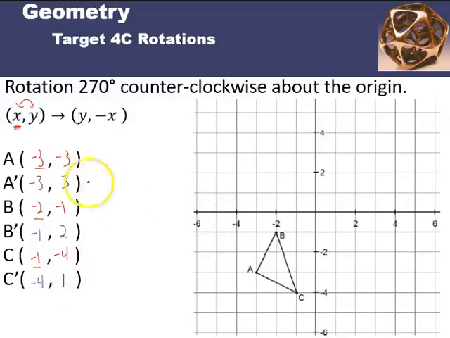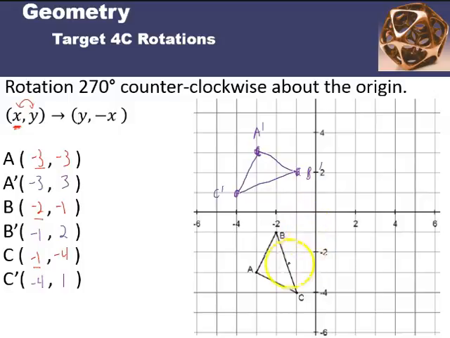So now A prime should be -3, 3. And this is A prime. B prime is -1, 2. And looks like C prime is -4, 1. And then I'm going to draw the picture.